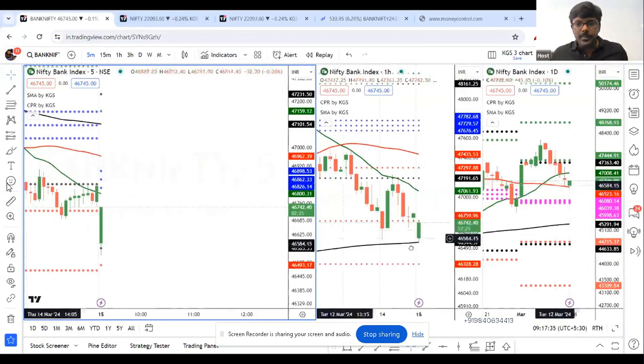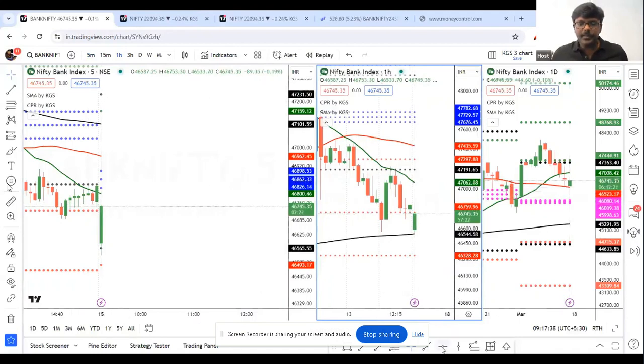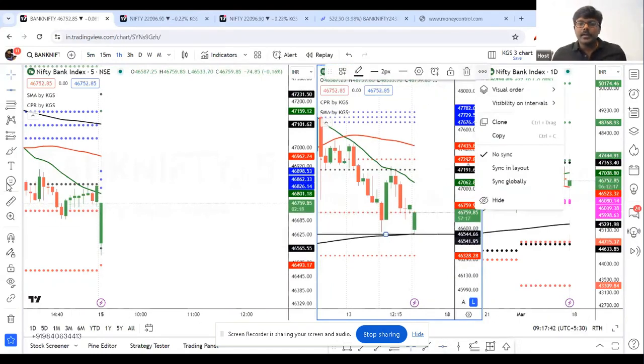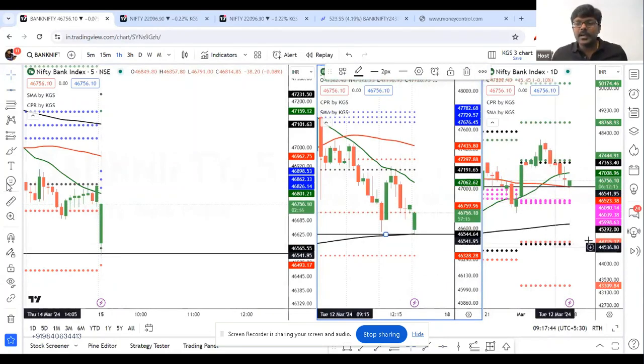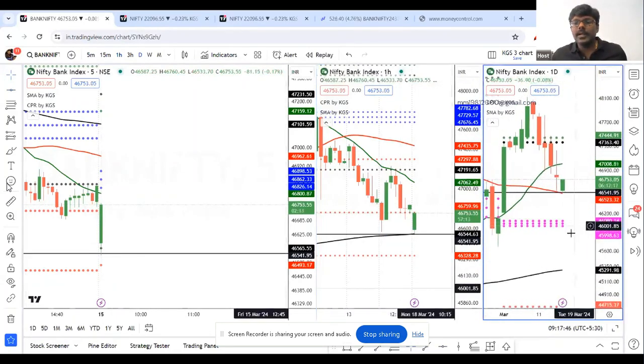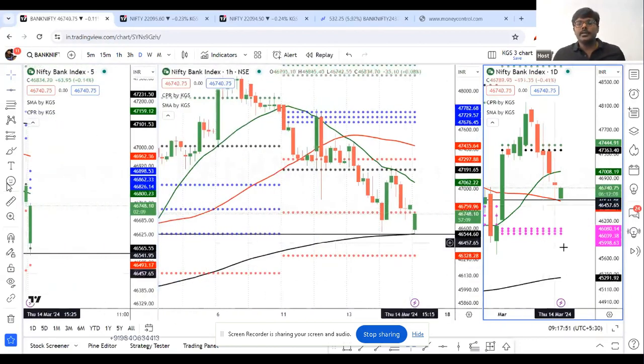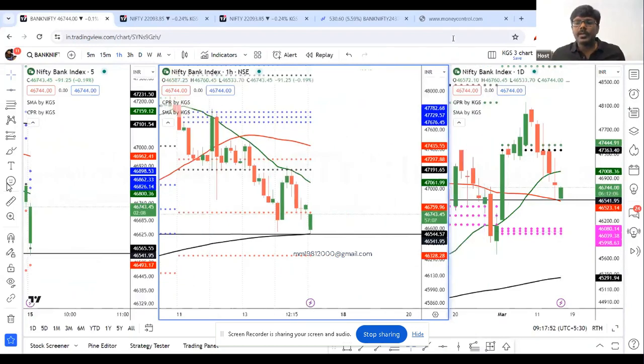Now let us mark the important levels. So Bank Nifty is beautifully bouncing from hourly 200. Right? So we can consider that hourly 200 and even daily 50 SMA is there. So hourly 200 SMA and daily 50 SMA both are acting as a support.